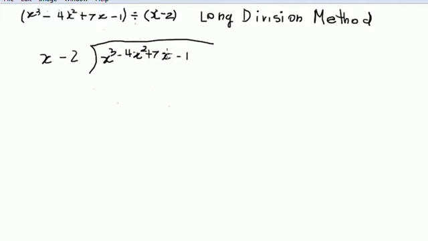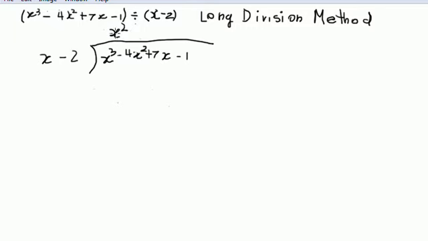And to find the first term, we look at the first term of the first degree polynomial. So we want to see how x goes into x cubed how many times. It goes into x cubed x squared times. So I'm going to write x squared right here, because x squared times x will give me the x cubed.